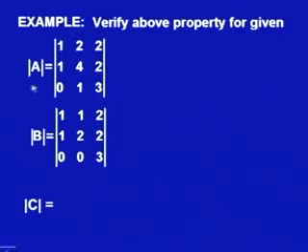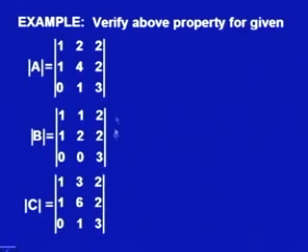So, if I have a determinant A as 1 2 2, 1 4 2, 0 1 3 and determinant B as 1 1 0, 1 2 0, 2 2 3, then the determinant C will be, first column is copied as such, third column is copied as such, but the second column is 2 plus 1, 3, 4 plus 2, 6, 1 plus 0, 1. So, determinant C is this. So, let us calculate the determinants.